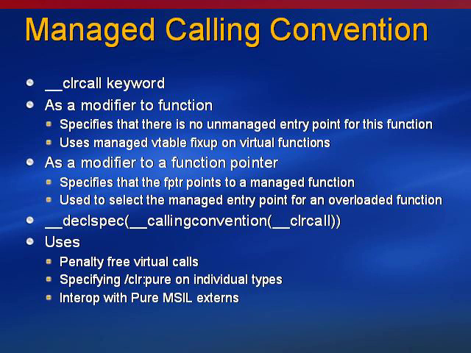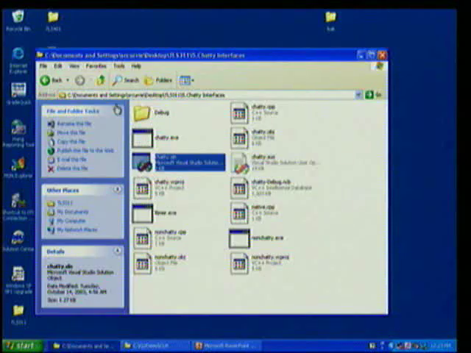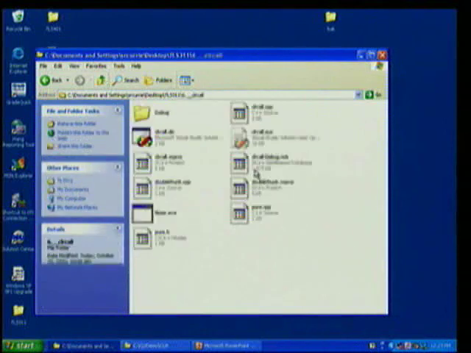You also have the ability to specify clr:pure on individual types or individual methods, as I just mentioned. And a very important aspect of this is you get interoperation with your pure implemented functions in a file that you've compiled /clr:pure from a file that you haven't compiled /clr:pure. And I'll give you an example of that in this demo, in addition to an example of the performance speed up that you can often see. So I have to exit out of chatting and go into our clrcall.